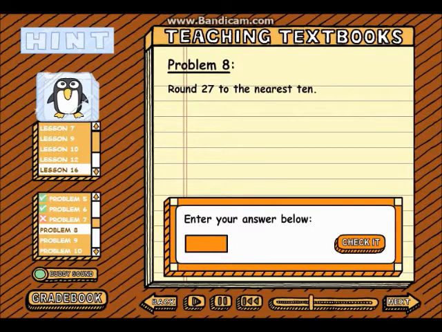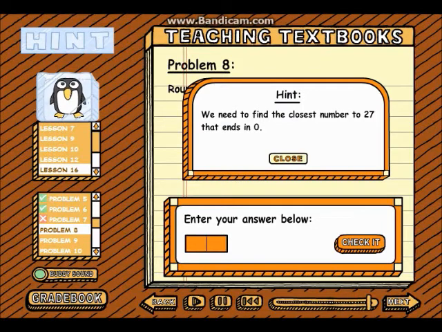Time out for a hint. Here, you need to round 27 to the nearest 10. Here's a hint. We need to find the closest number to 27 that ends in 0.